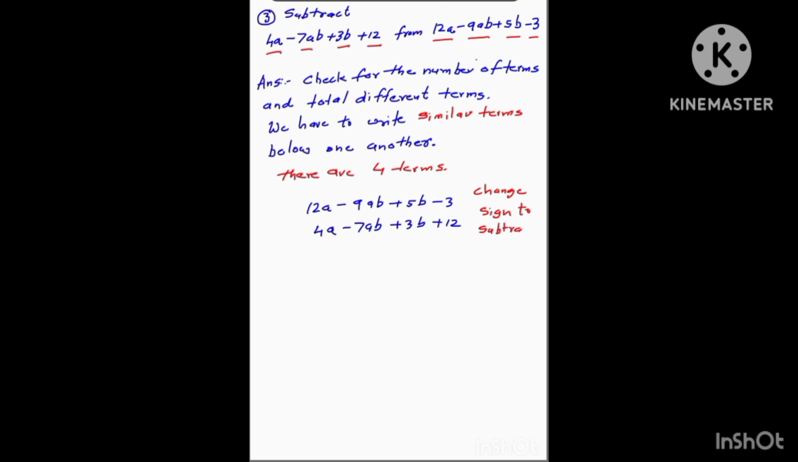Now as we have to subtract, we change the sign of the second polynomial. This will be minus, this will be plus, this will be minus, this will be plus, and minus. Now it is very simple. Subtract starting from the right-hand side. Minus 3 minus 12 is minus 15. 5 minus 3 is plus 2b. Minus 9 plus 7 is minus 2ab, and 12 minus 4 is 8, so 8a.